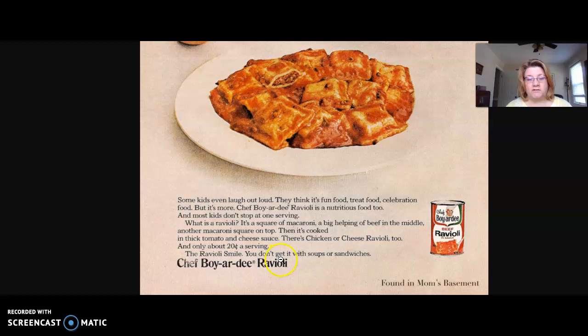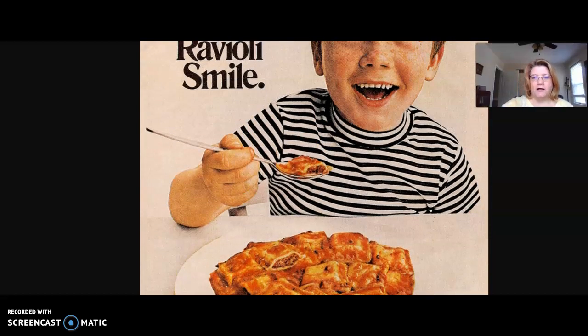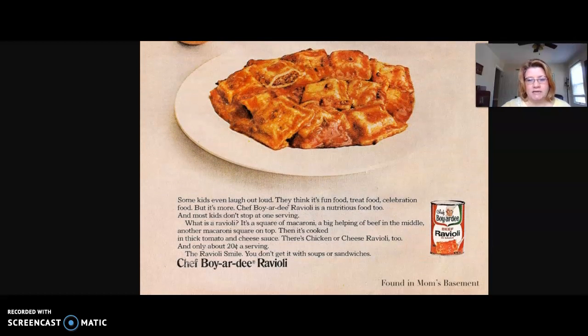And this line, the ravioli smile, you don't get it with soups or sandwiches. Every parent wants their kid to be happy and certainly doesn't want to fight at dinner time over what's going to be on the plate. So all of those appeals to parents. Associations with happiness get you to buy Chef Boyardee.